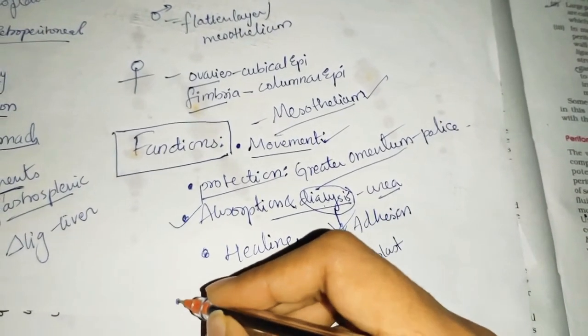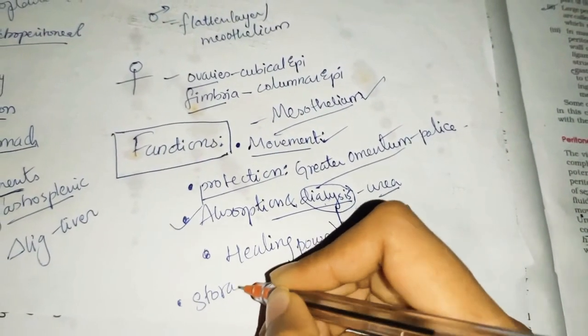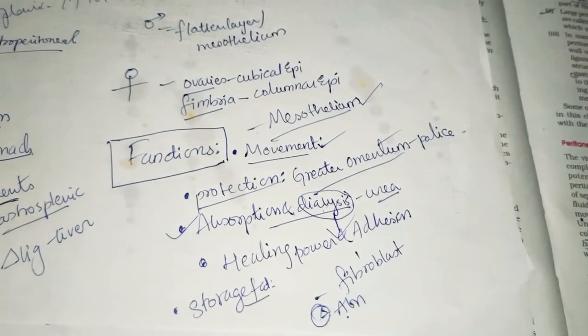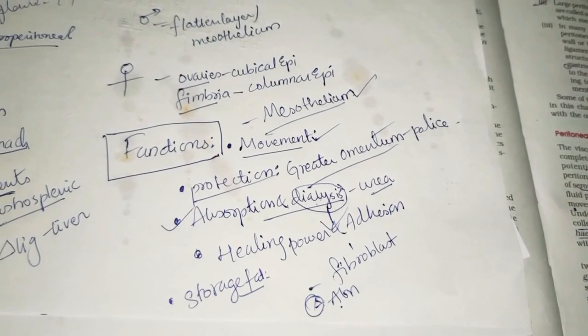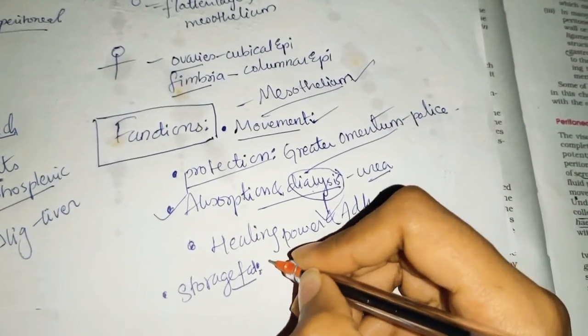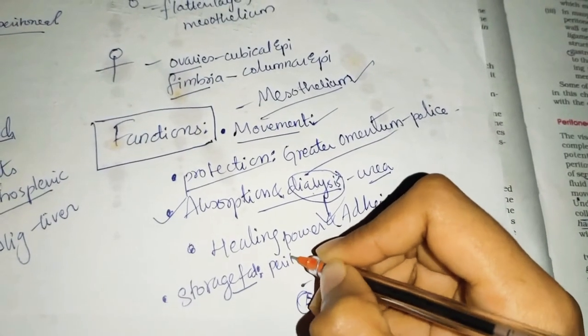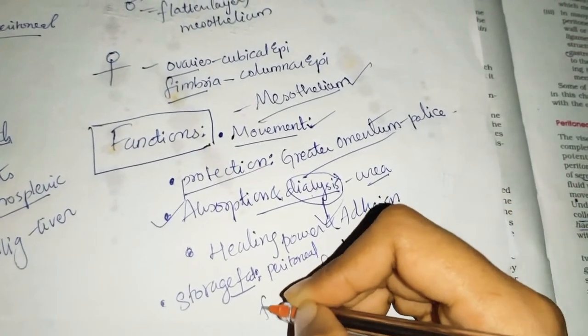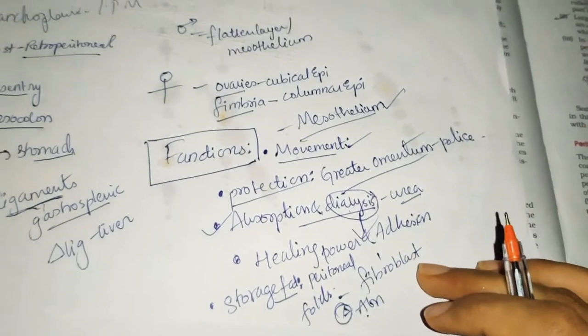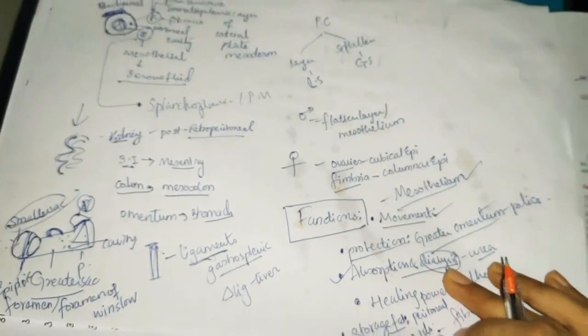Now lastly, we have storage of fat. Peritoneum also stores fat. Peritoneal folds are capable of storing large amounts of fat, particularly in obese persons. In obese persons, fat accumulates in the peritoneum, especially in the peritoneal folds. So this is all about peritoneum. In the next video, we'll start with peritoneal folds.